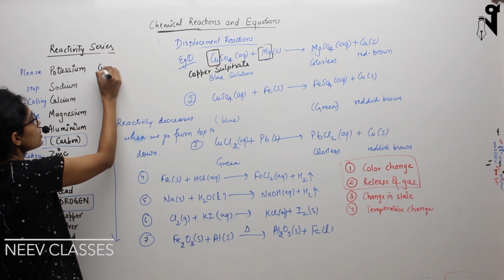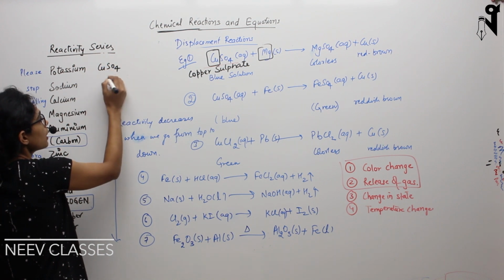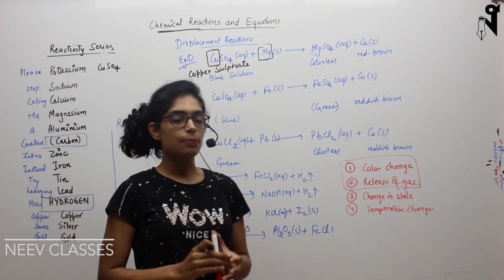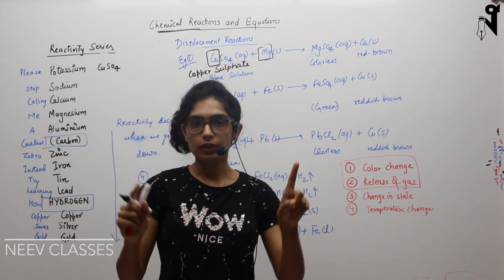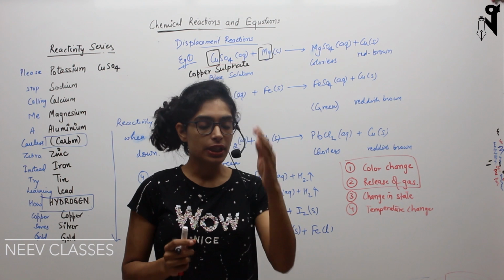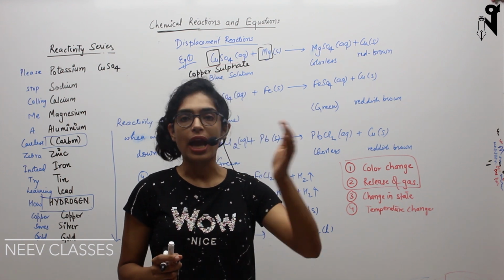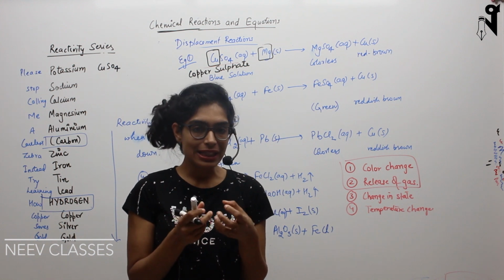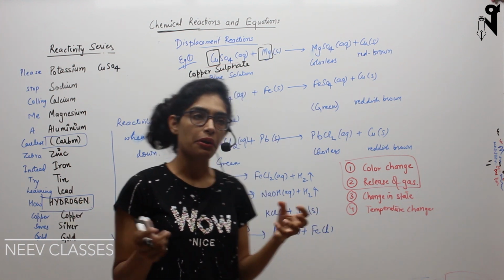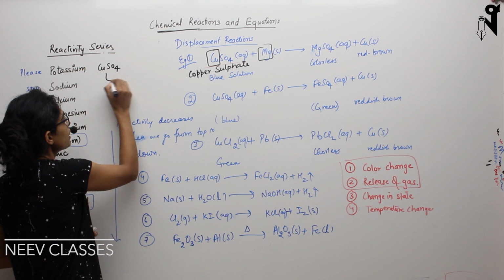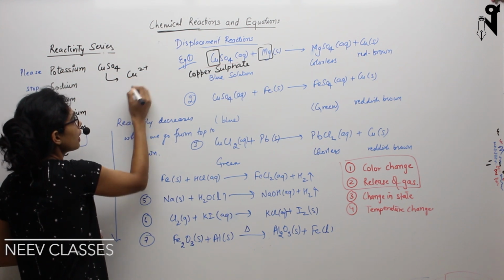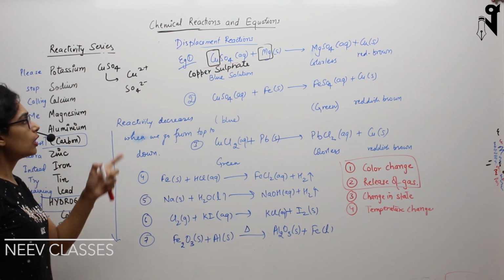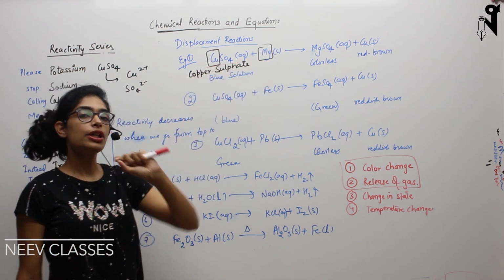So when you talk about CuSO4, it is in the aqueous solution. Mind it, this is the bond between copper and sulfur, and this is an ionic bond. So when you dissolve it in the aqueous solution, or in water, it will basically split into its respective ions. So copper sulfate will split into Cu2+ and SO4 2-. Got it?